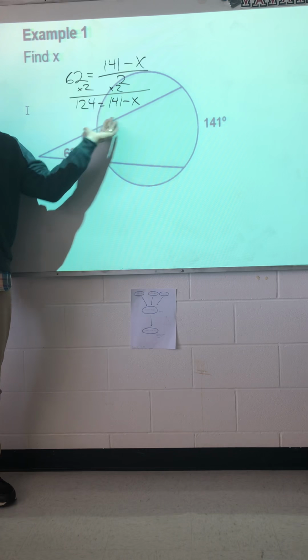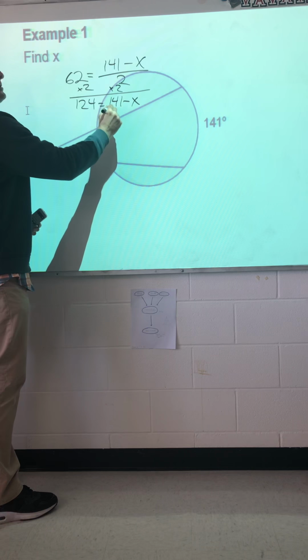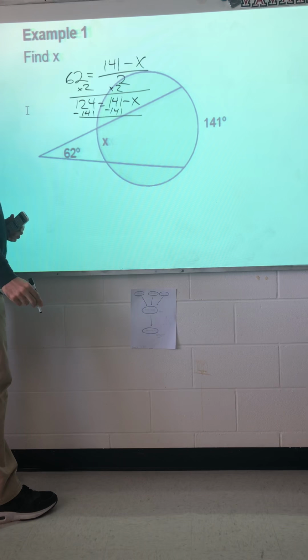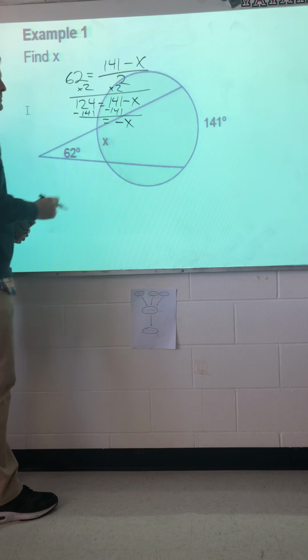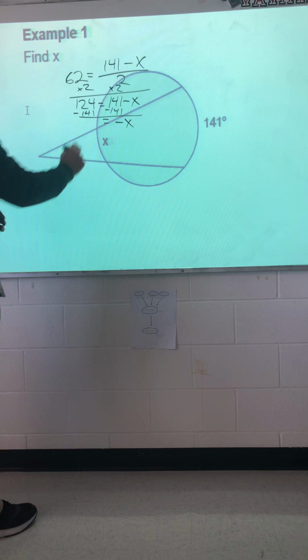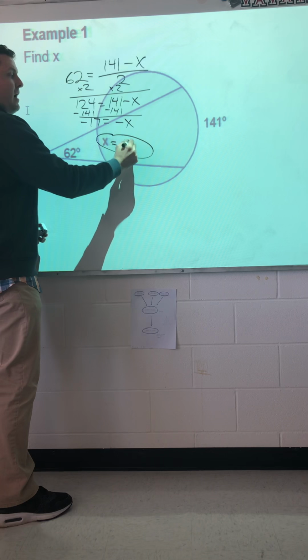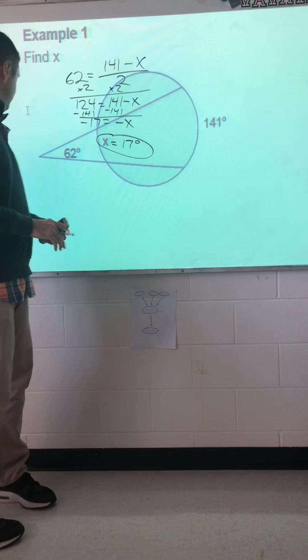Now this can be a little bit of an uncomfortable algebra equation for some people. Don't be scared of negative numbers. We're going to subtract 141 from both sides. That'll leave us with negative x equals a negative 17, which means that positive x here would have to equal positive 17 degrees because it's an arc measure, which is in degrees.